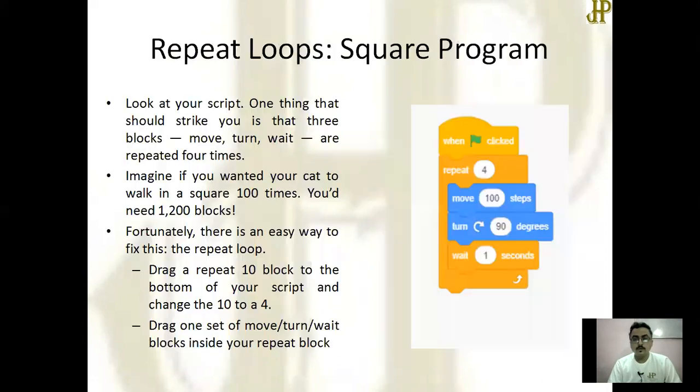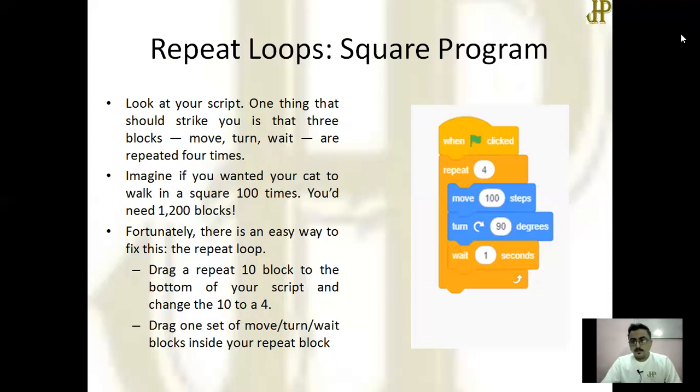So moving on. Now, look at your script. One thing that should strike you is that 3 blocks, move, turn and wait, are repeated 4 times. Imagine, if you wanted your cat to walk in a square 100 times, you would need 1200 blocks. It is very tedious to do this. Fortunately, there is an easy way to fix this by using a looping statement.